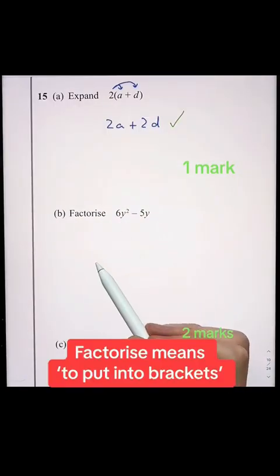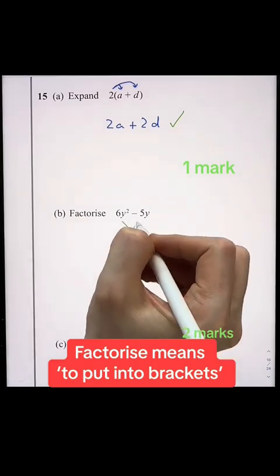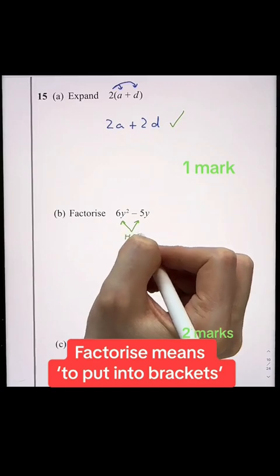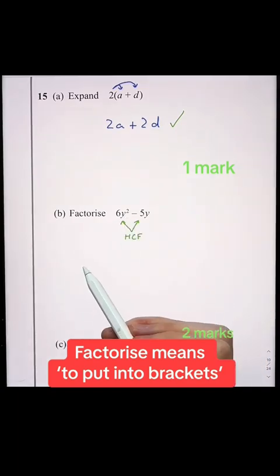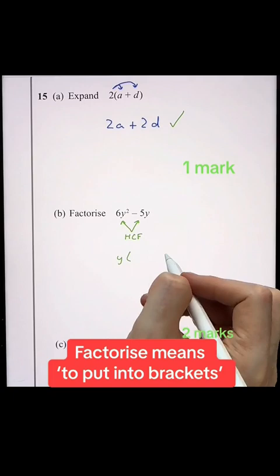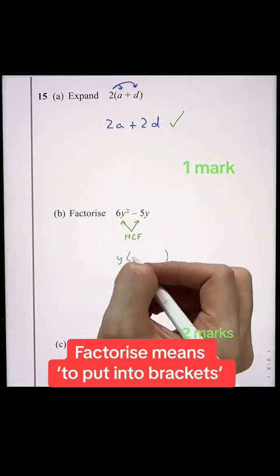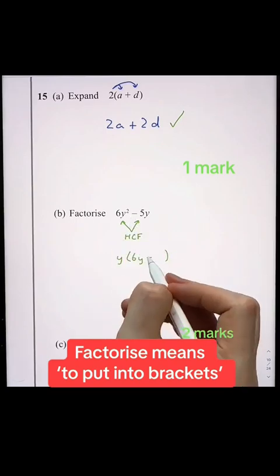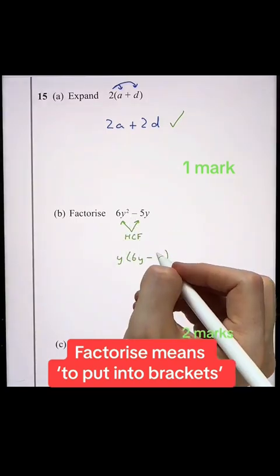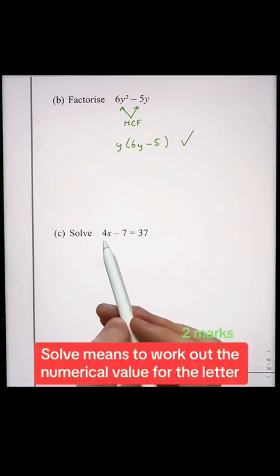Every time we see 2 terms, we always try single brackets. We want to take out the highest common factor from both terms. In this case, the highest common factor in 6y squared and negative 5y is single y. We now open our single bracket. What do I times y to get back to 6y squared? I'm missing 6y. The sign in the single bracket is always the same, so minus. What do I times y to get back to negative 5y? I'm missing negative 5.